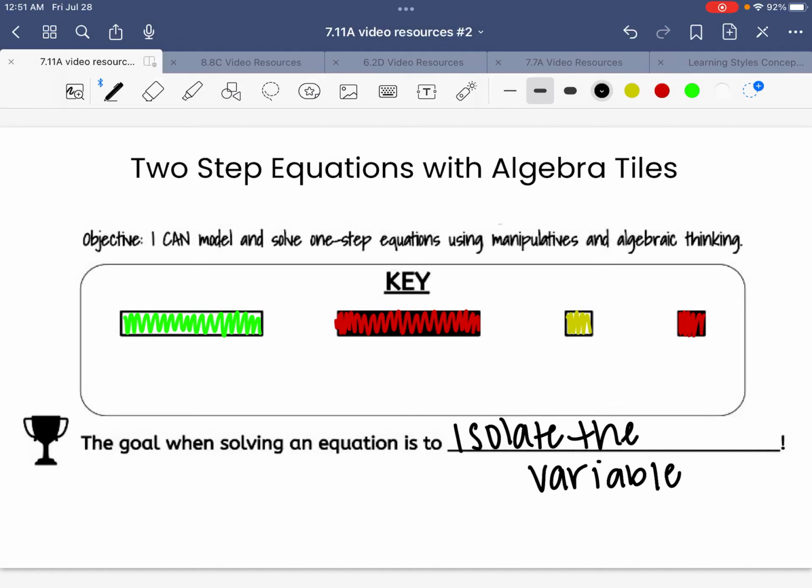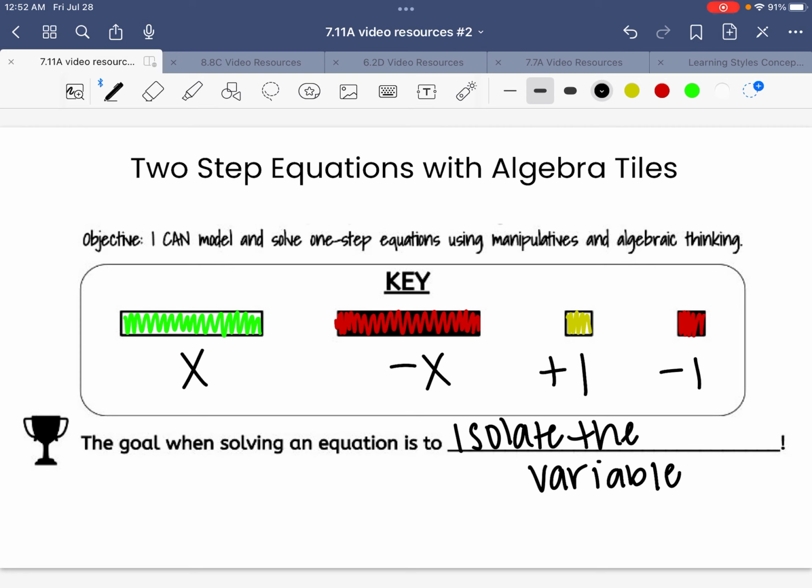Hey guys, today we're going to be looking at how to solve two-step equations using algebra tiles. And again, here we have our key. Our green represents a positive x, our red is a negative x, our yellow represents a positive 1 unit, and the red unit represents a negative 1.